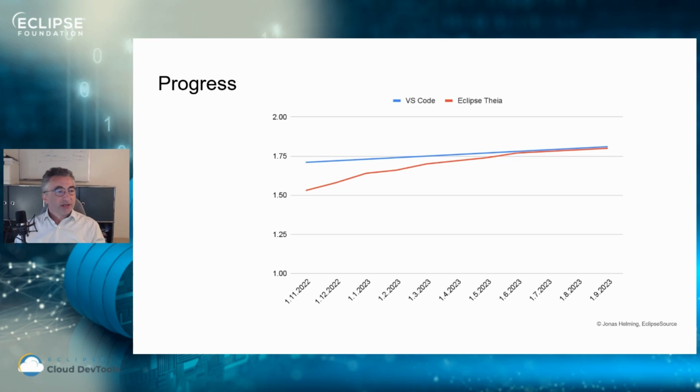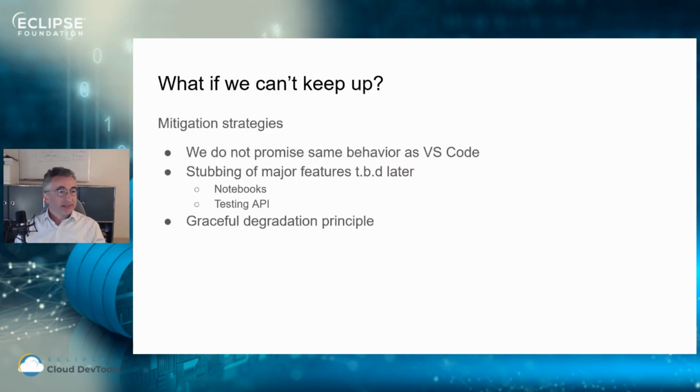So where are we right now with this? First of all, what do we do if we can't keep up? Because that was one of the concerns that came up early on. What if the guys at VS Code just put out so much API that we can never keep up with them? There are a couple of mitigation strategies that we used. The first one is that we don't promise to have the exact same behavior as VS Code.